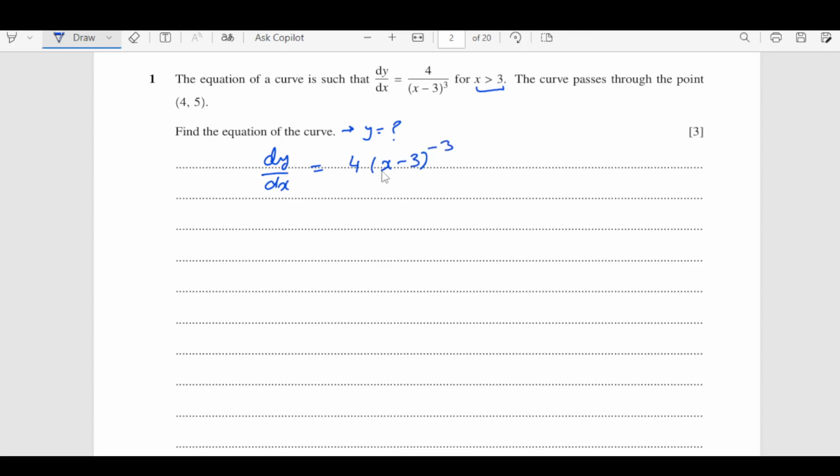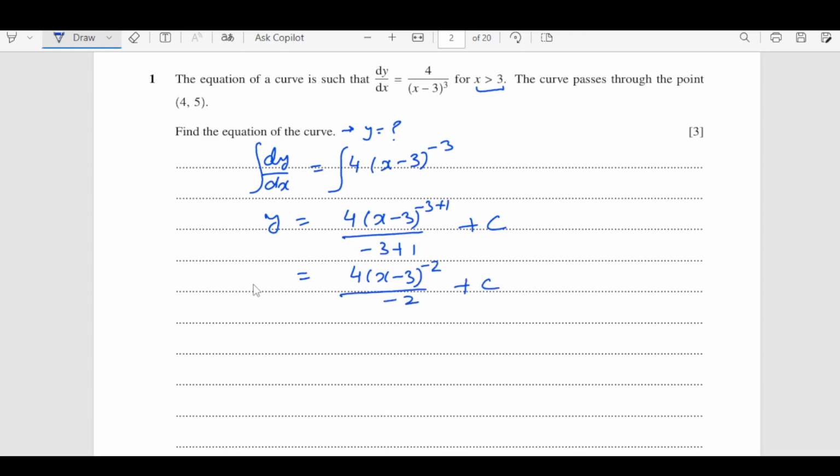So now if we do the integration on both sides, we are going to get y. So this will become y, and on the other side we have 4 (x minus 3) to the power minus 3 plus 1, over negative 3 plus 1, plus a constant, right? So now let's simplify this one. This is going to become 4 (x minus 3) to the power minus 2 over minus 2, plus c. The 2 and 2 cancel with the 4, so this will become negative 2 (x minus 3) to the power minus 2 plus c. So this is y.